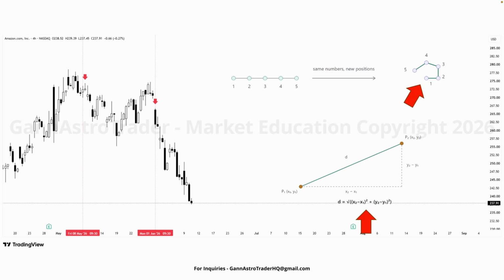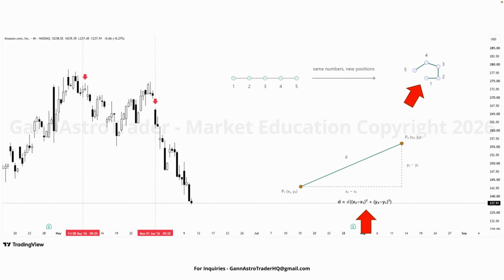Once numbers are placed in two-dimensional space, geometry becomes possible. The equation shown on the screen is known as the distance formula. It calculates the straight line distance between any two points on a coordinate plane. The symbols x1 and y1 represent the coordinates of the first point, while x2 and y2 represent the coordinates of the second point. The equation first measures the horizontal difference and the vertical difference between the two points. Those differences are then squared, added together, and finally the square root is taken to produce the true distance between them.